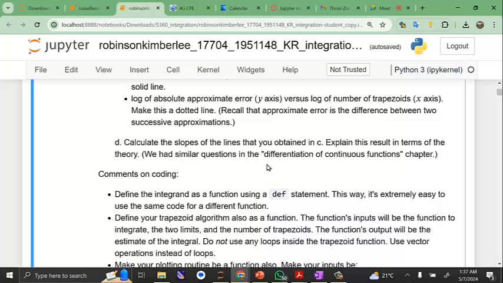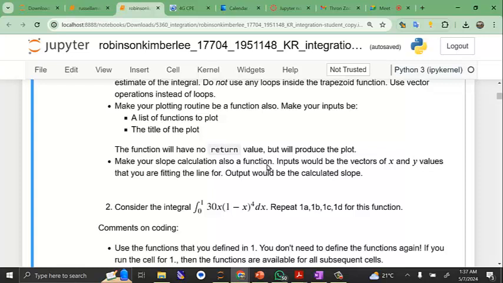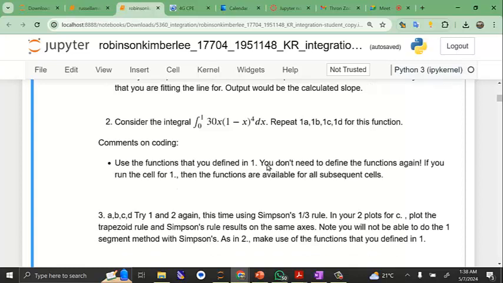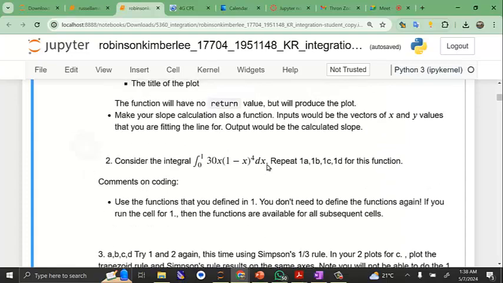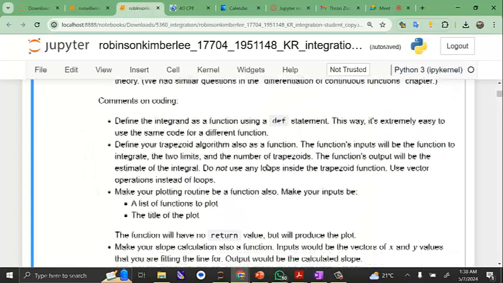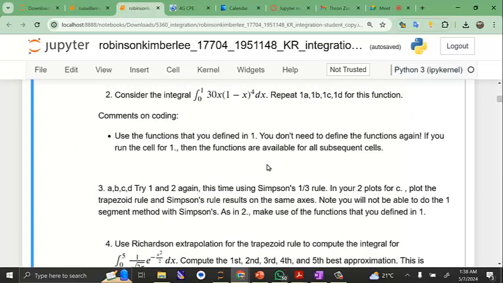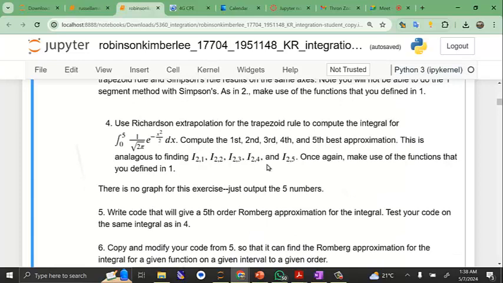Now I have some comments on coding, which I can pass over for now. So that's number one. Number two is similar. So you see 1, 2, and 3. I mean, 1 and 2 are basically a copy-paste. There seem to be a lot of parts in this, but it really should just be a copy-paste, because if you defined all your functions as functions, then you just have to drop in another function, and you use the same code. And then 3 does the same thing with Simpson's rule, and then 4 does Richardson extrapolation.